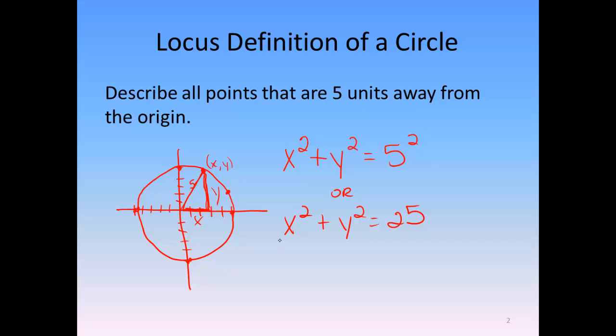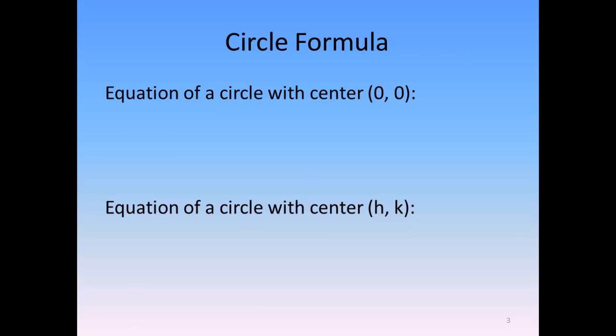And this is where we get an algebraic equation of a circle. It's describing all the points that are 5 units away from the origin. Which brings us to the main part of what you need to know, the formulas for a circle. With the center at 0, 0, which we just went over, it's x squared plus y squared equals r squared, where r stands for the radius of our circle.